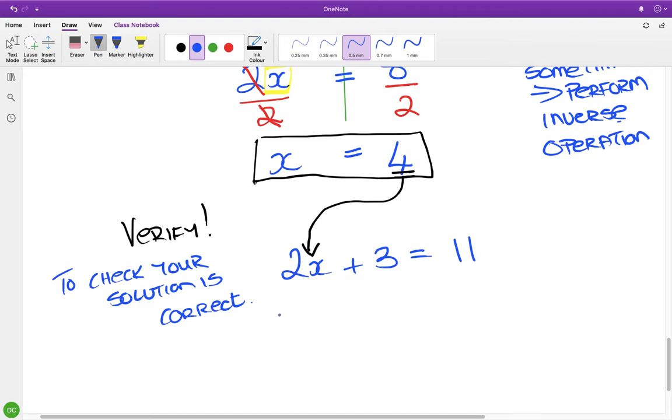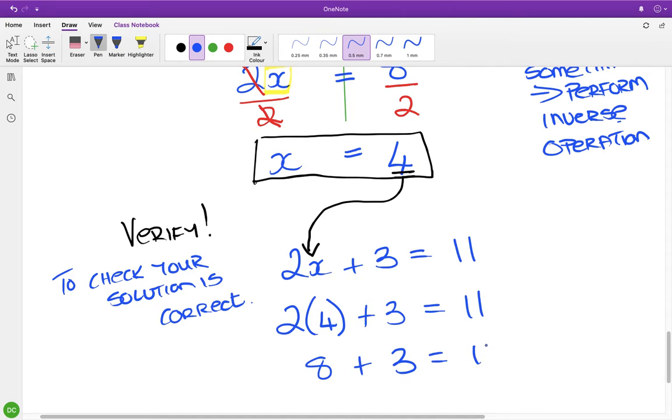So we did substitution, that was the very first thing we did in algebra. So I have 2, and I replace the x with a 4, put it in brackets, then I have plus 3 and equals 11. 2 bracket 4 is 2 multiplied by 4, which is 8, plus 3 equals 11. And does 8 plus 3 equal 11? Yeah. So that means my answer is right, because when I put it back into the equation, it works.